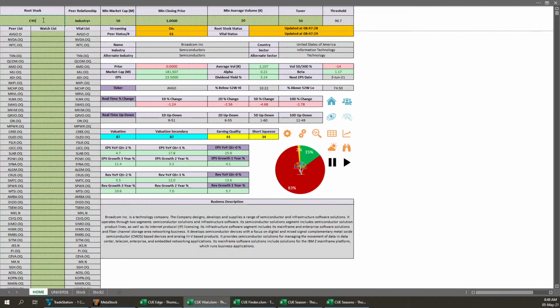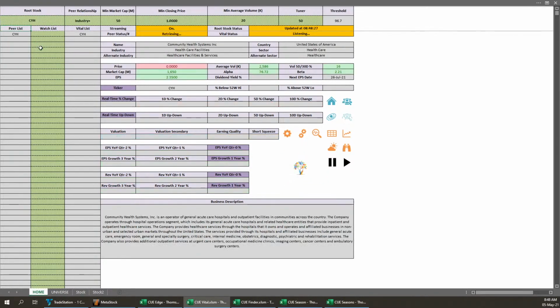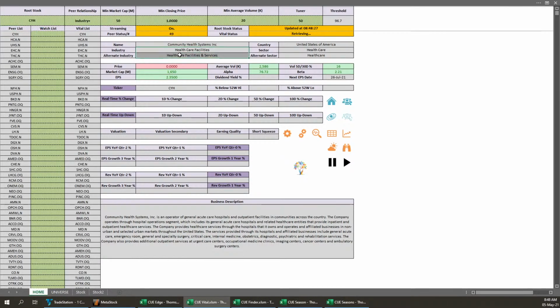Let's look at CYH. The aim is to show how to look up seasonality of a single stock. This is Community Health Systems. Its detail has been retrieved already. Now I am going to click the seasonality button, and because it is from the Q Vital home tab, it is displaying the scorecard of a single stock.